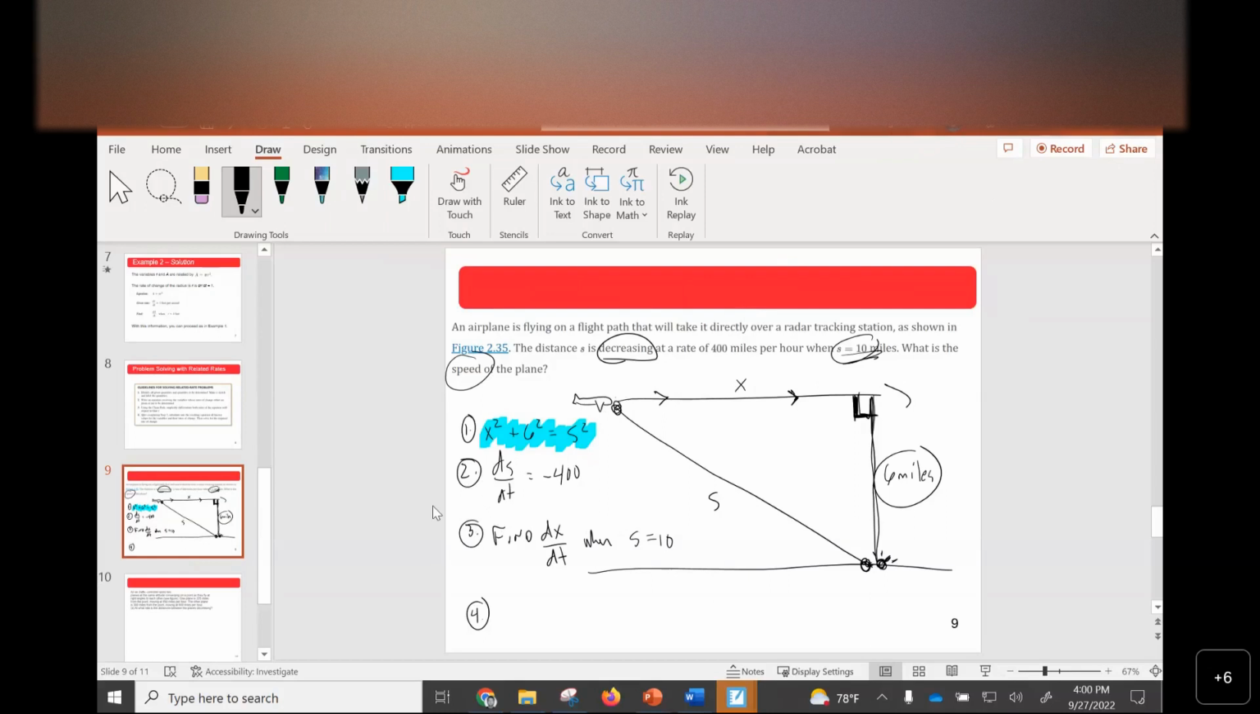Pythagorean theorem, right? At that one moment in time, s isn't always 10, but at this particular moment, it's 10, right? So you can do the Pythagorean theorem to find x for that. Sorry, that's pretty small.